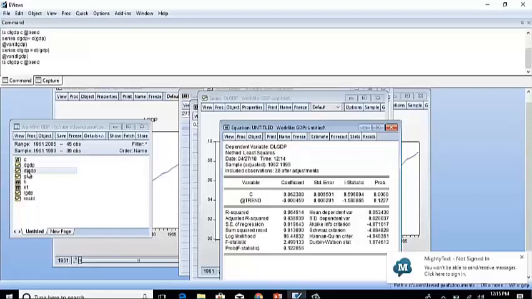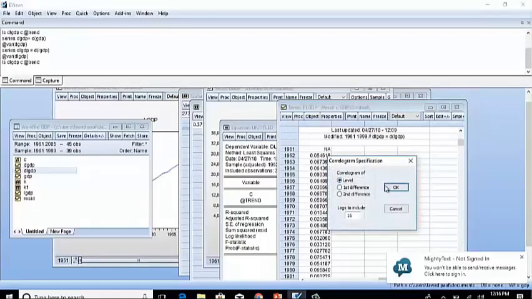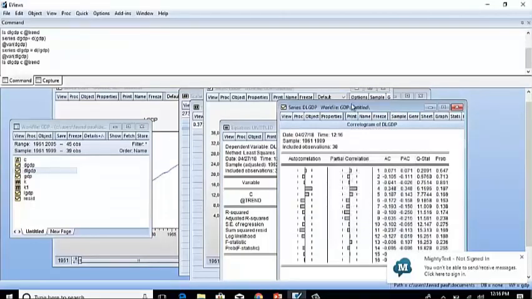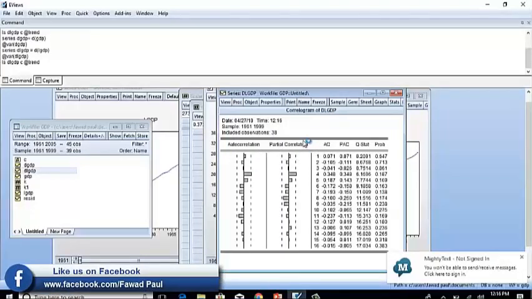So first of all, we will take the correlogram to check the AR lag and moving average lag, meaning the MA lag. We go to correlogram and label. The autocorrelation shows the moving average, whereas the partial correlation shows the autoregressive.